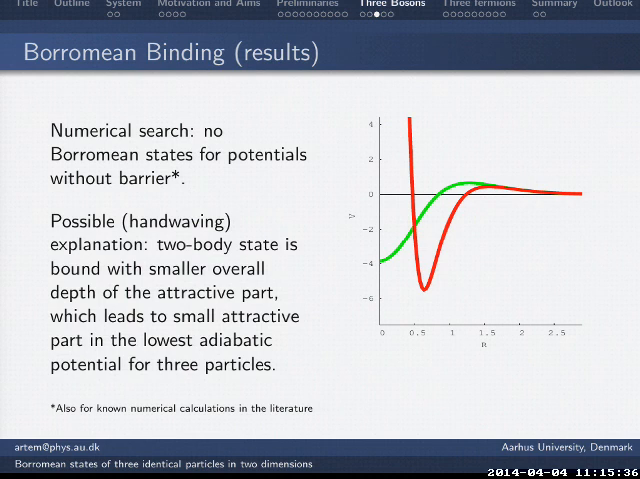Okay. So in this hand-waving explanation, what is this two-body bound state? What I'm trying to say is that we saw, for example, that for an attractive potential you don't have a Borromean state just because the two-body state binds easily. Any attractive potential provides a bound state. I don't have a strict mathematical explanation, but at least what we saw is that the two-body state still binds too easily if you don't have a barrier.